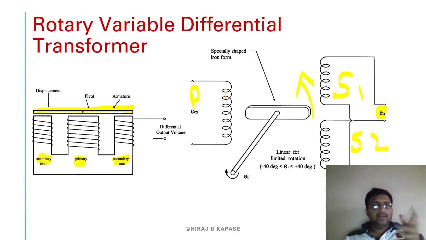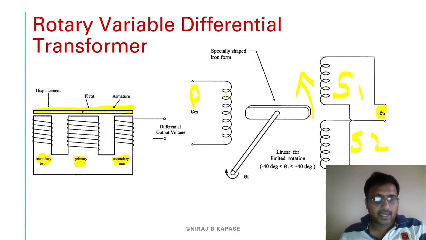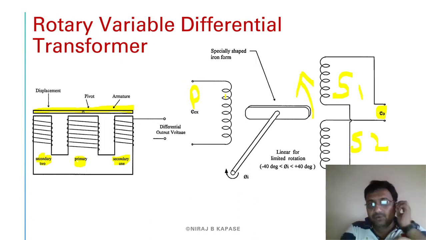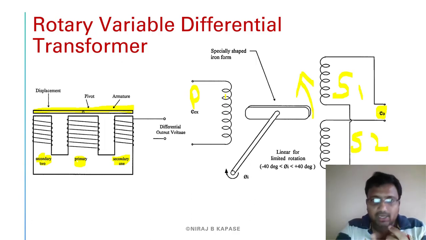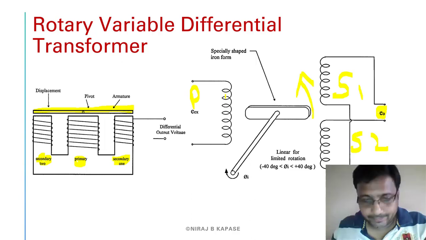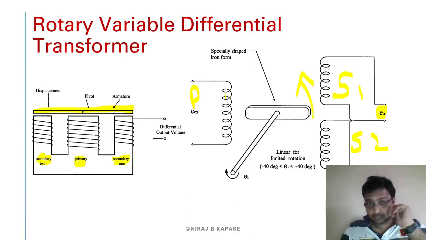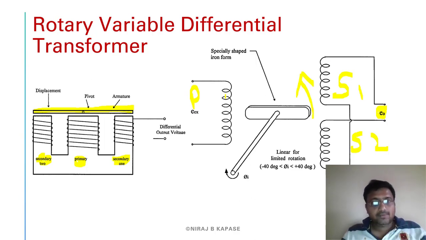So this is about the rotary variable differential transformer. Okay, so this is again an inductive type of transducer available. So this is about the rotary variable differential transformer. All right, so we'll move forward now.